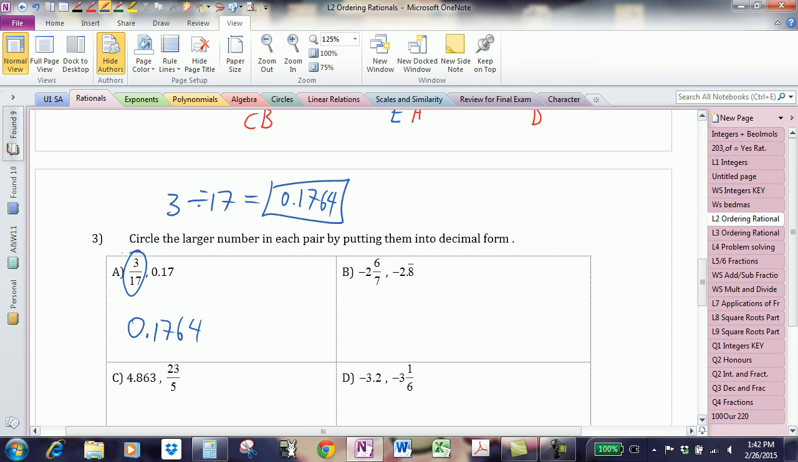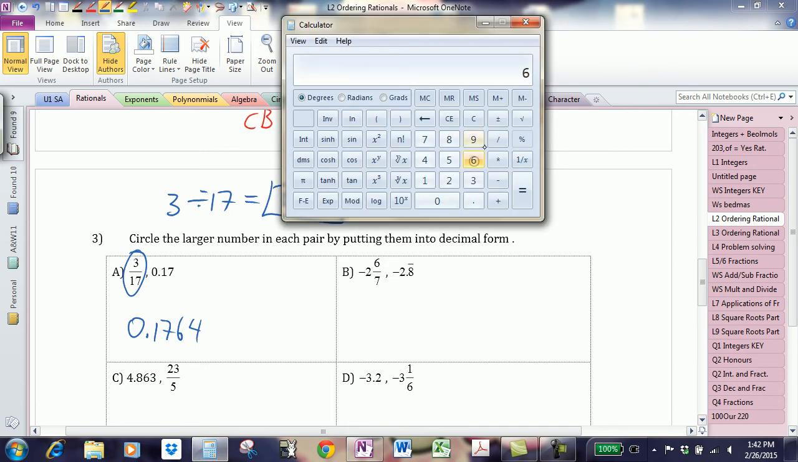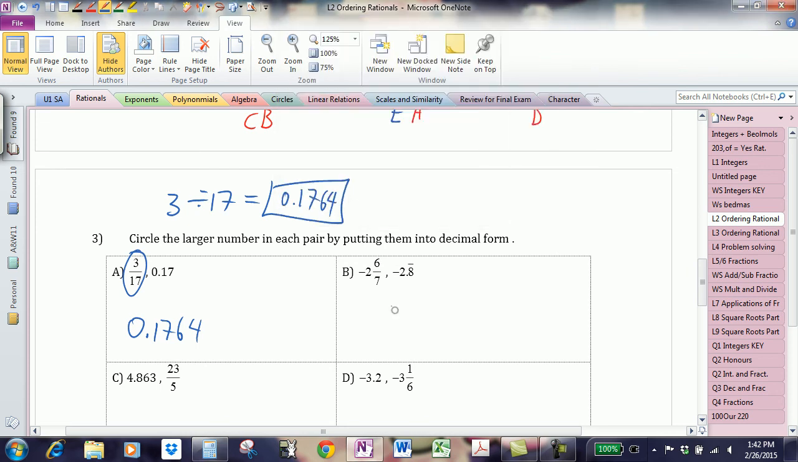Now B, you have to be careful because you have negatives. So with the negatives, just convert your fraction to a decimal. 6 divided by 7 is 0.857. And don't forget about the negative 2, which is a whole number. So it just goes in front of your decimal. Okay. Now, which one is larger? Negative 2.8888. Nope, because that one is closer to negative 3. So it's actually smaller. So we should circle the first one.